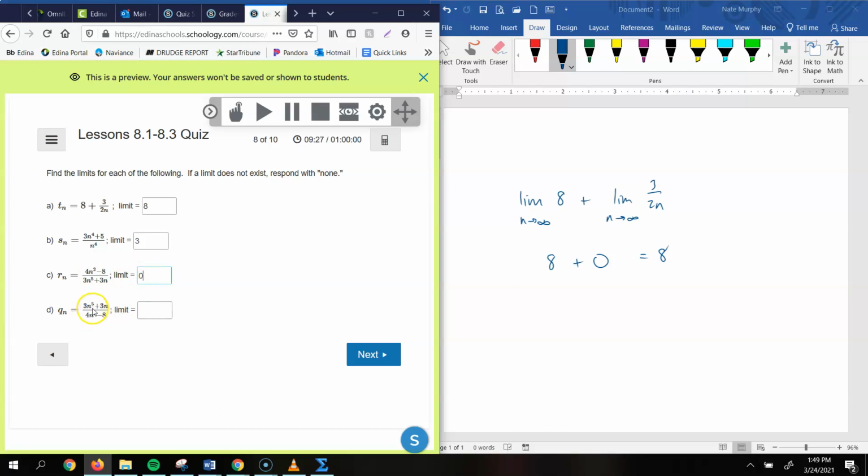For letter D, it's the same problem, just switched around. So in that case, if the degree is bigger on top than it is on the bottom, then that means there's no limit. So we would just type in none there for that last one.